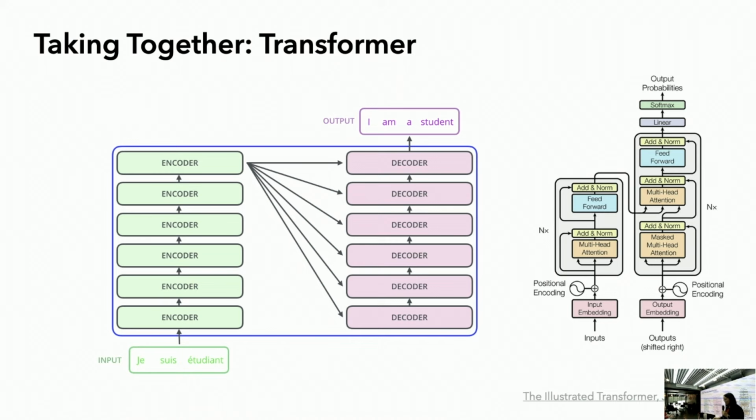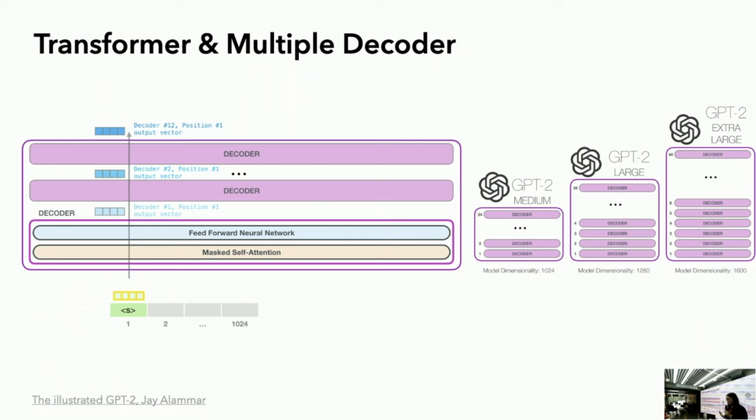You can do multiple decoders, multiple encoders, and if you view the GPT-2 model as one case study, the difference between medium, large, and extra large, one of the key components is how many layers you stack together. Basically, more layers give the model more chance to learn more information. So that's the transformer block.